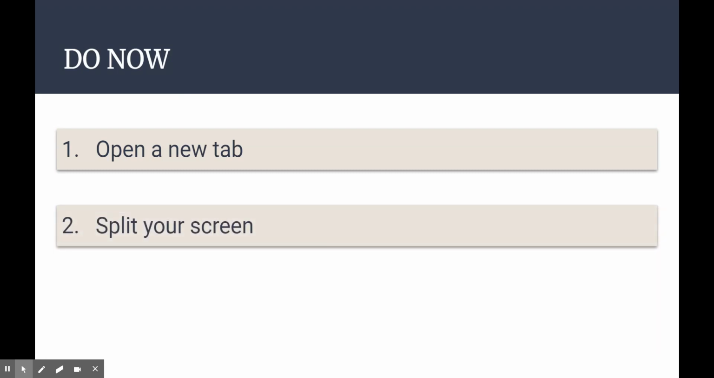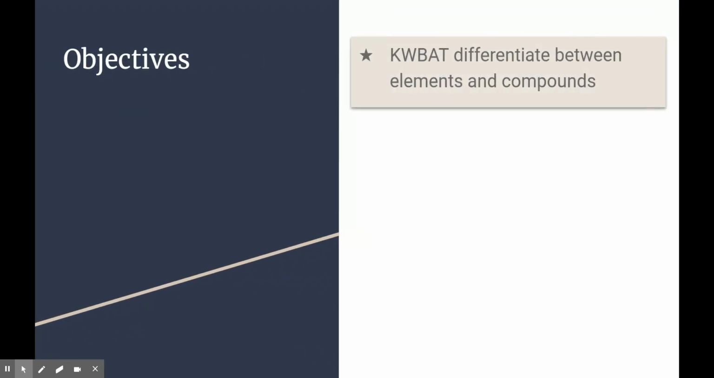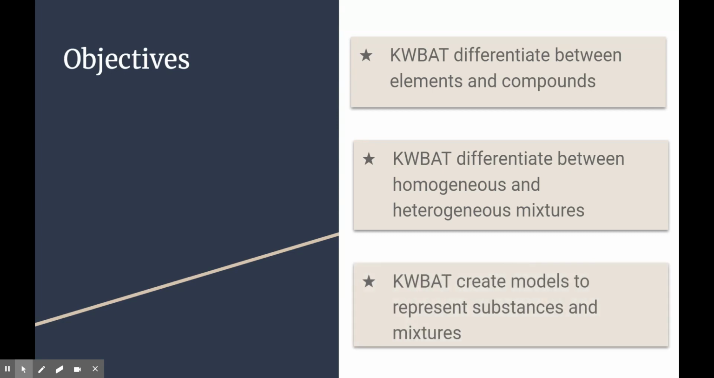We're going to skip over the do now and go straight to our objectives. We have 3. The first is that Knights will be able to differentiate between elements and compounds. Knights will be able to differentiate between homogeneous and heterogeneous mixtures. And Knights will be able to create models to represent substances and mixtures.